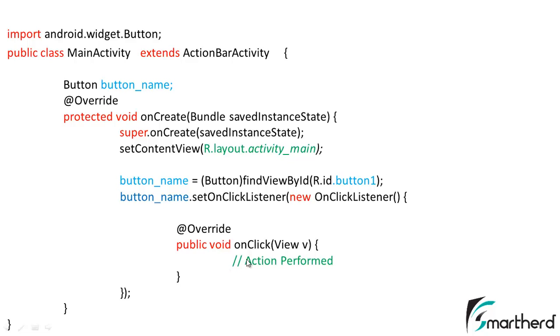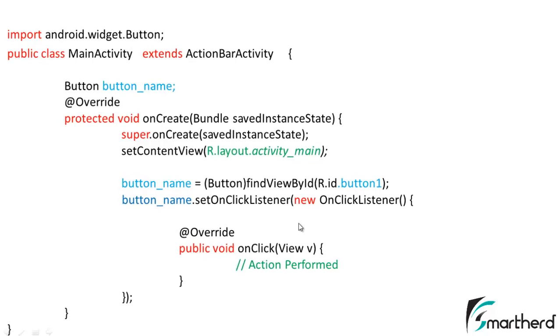Inside our onClick method, you write what action has to be performed when the user clicks the button. This new OnClickListener is actually an object of the OnClickListener class that we used to implement in the first method we discussed. Now instead of implementing that interface, you are directly using an object of that OnClickListener inside setOnClickListener. So that solves our problem. If you're not getting the code right now, don't worry about it. I'm going to show you the code in Eclipse.